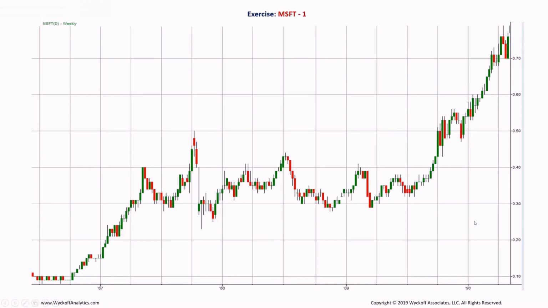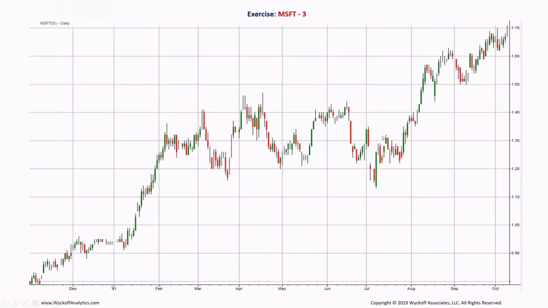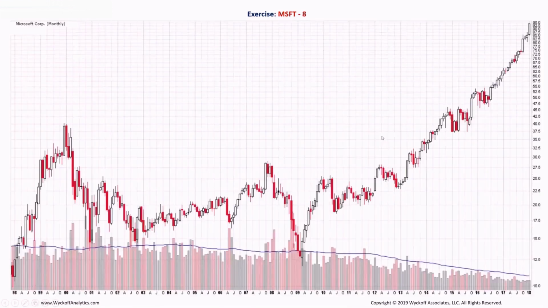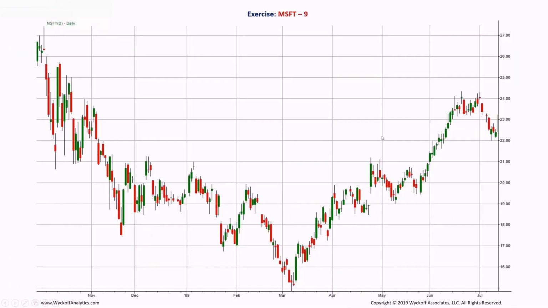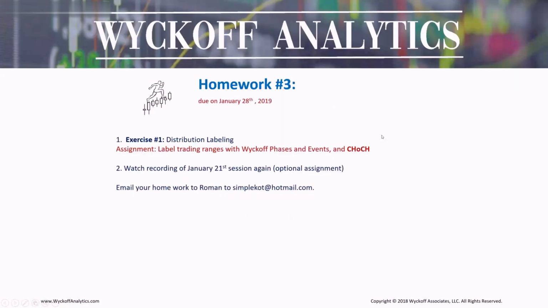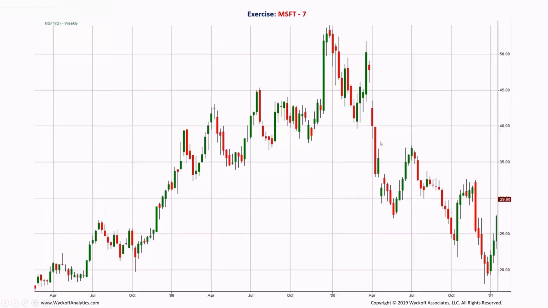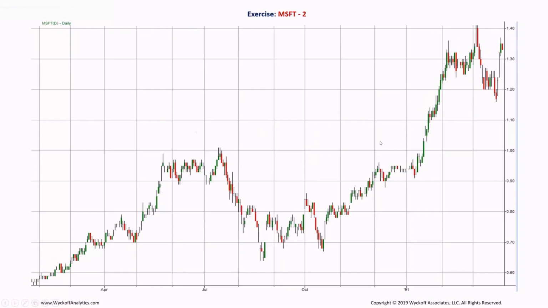And you could notice that I don't have the volume signature on all of these slides. It's very intentional. I want your mind to think only about labeling at this point. So 1, 2, 3, 4, 5, 6, 7, 8, 9. Yes, okay, great. So 9 charts. Okay, so this is the homework.